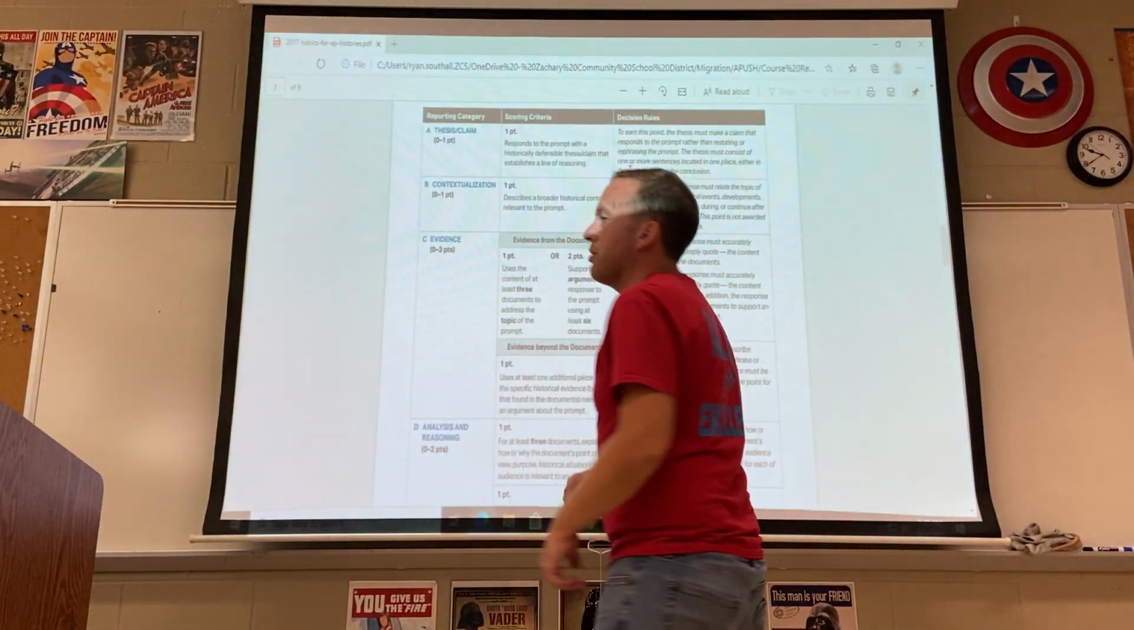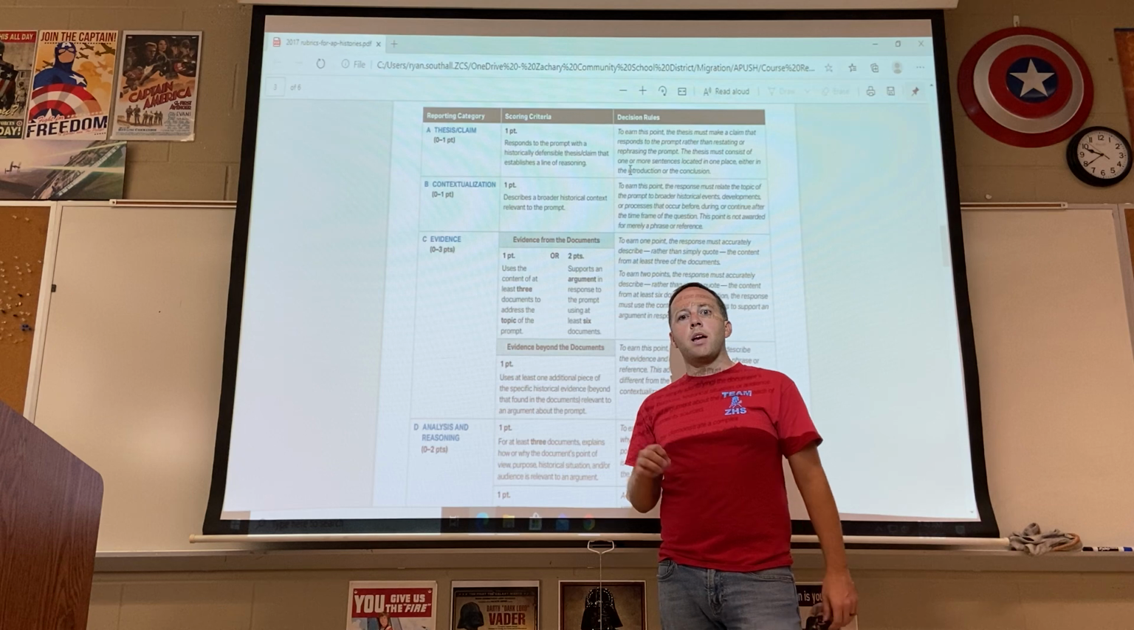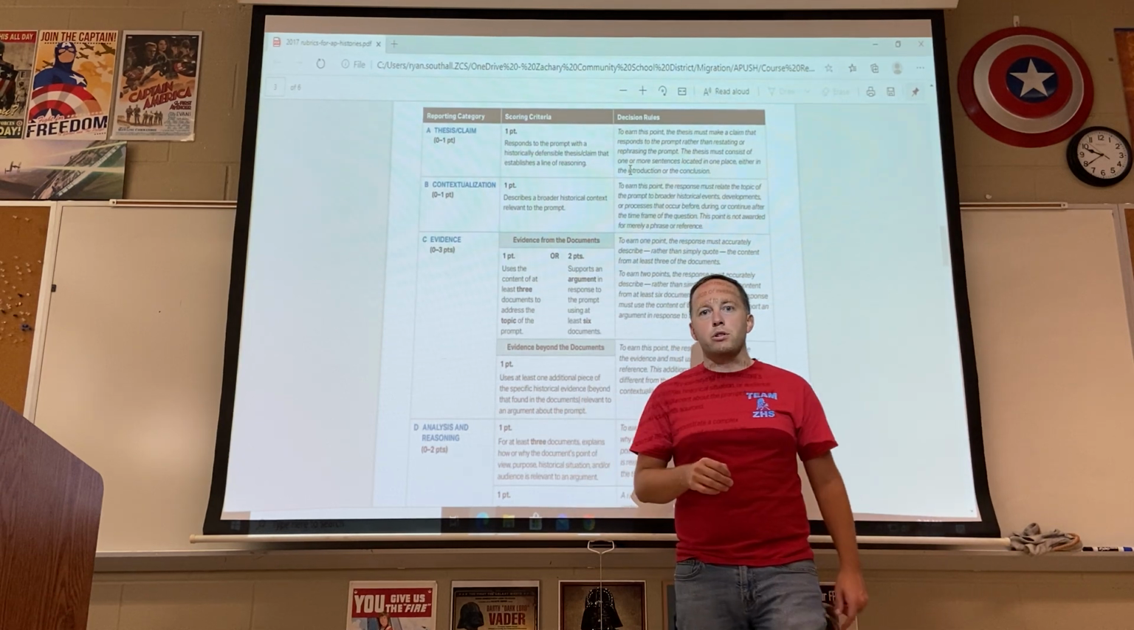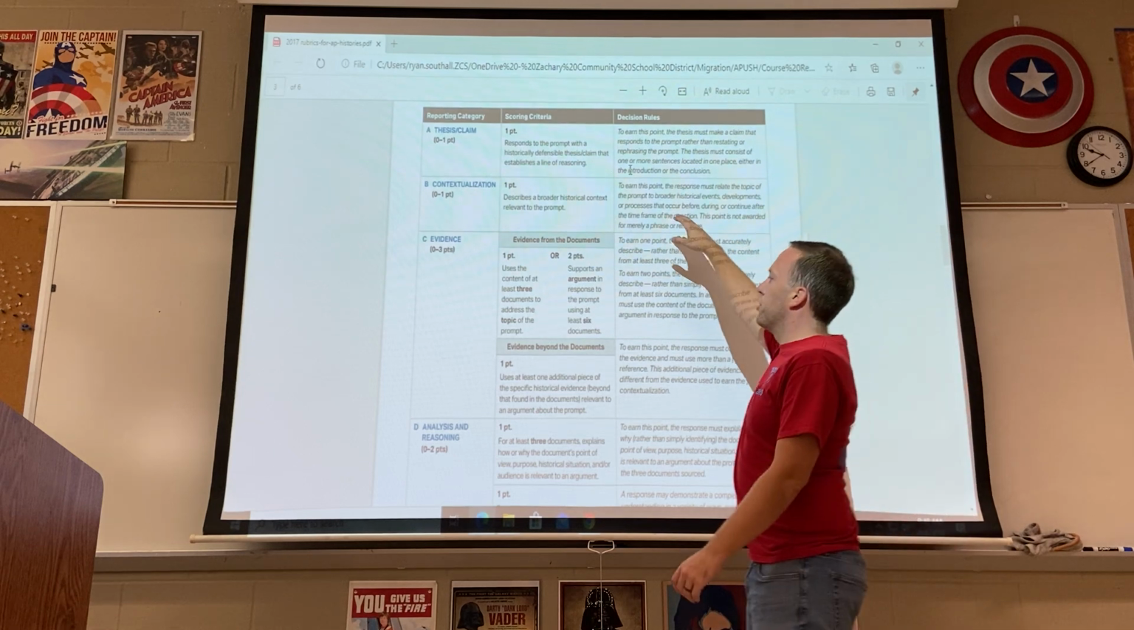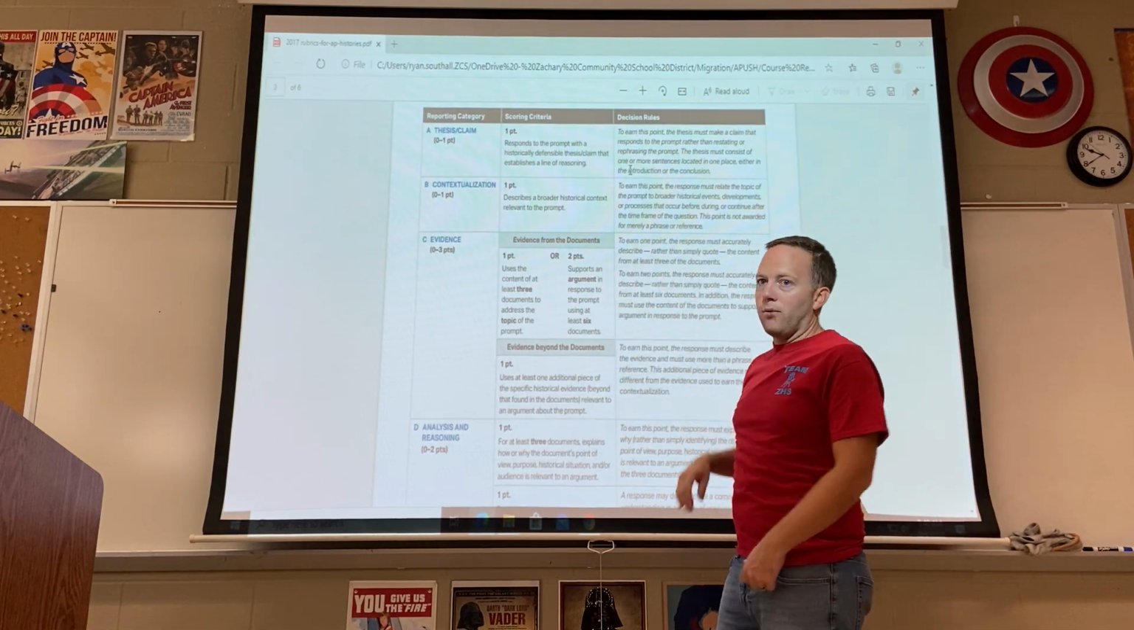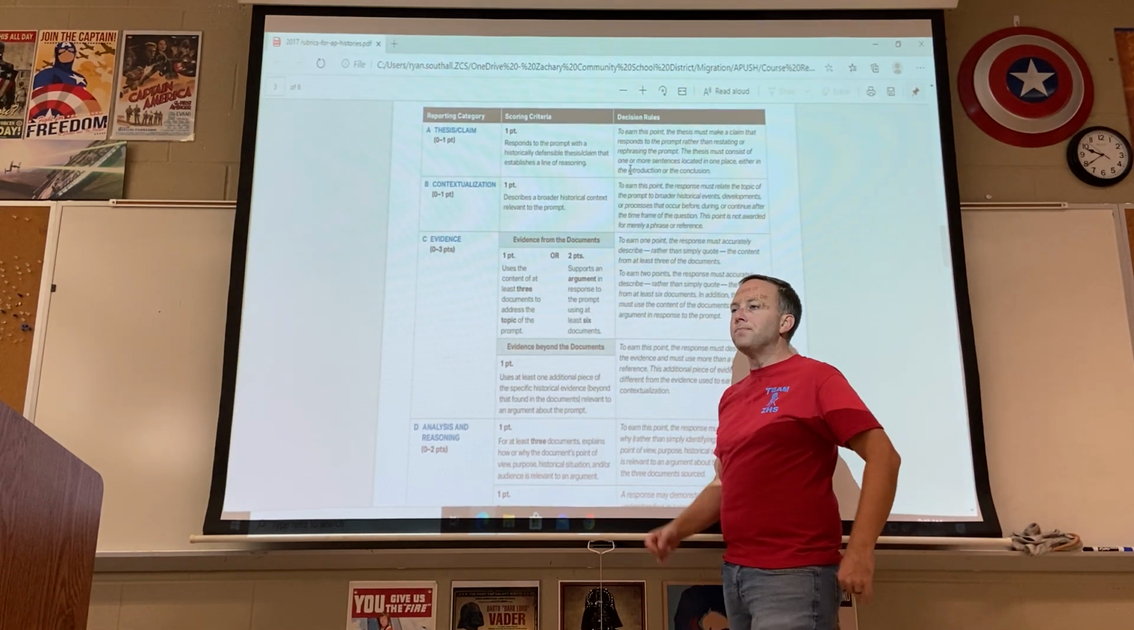Okay, this is how to write your essays for the AP exams. This is for European history as well as US history. It's the exact same format. Here you see the rubric for DBQs. There are 7 points on the rubric you can achieve on the DBQ.